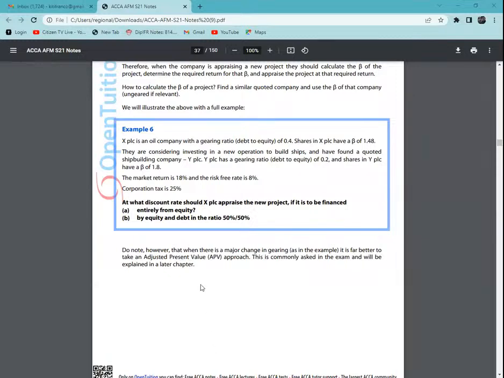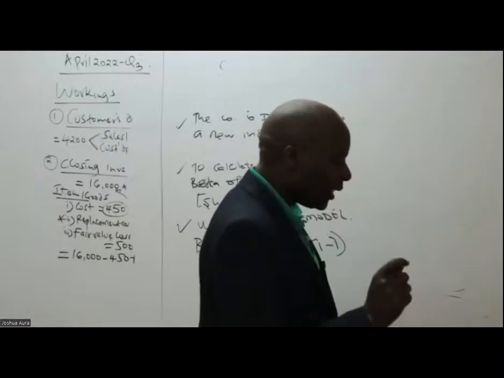Yeah, it's levered. Thank you so much. Do you know why? It's because this shipping company, they have already told us that there is debt in here. You can see debt to equity. So it's beta equity of a levered firm. This 1.8 is beta equity of the levered firm because this firm has already debt in it.